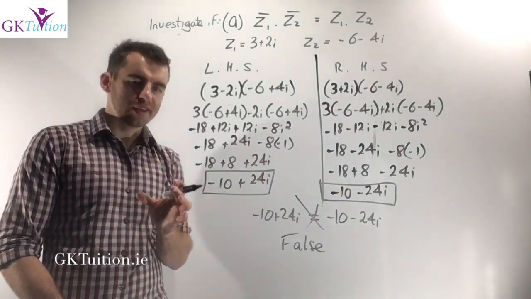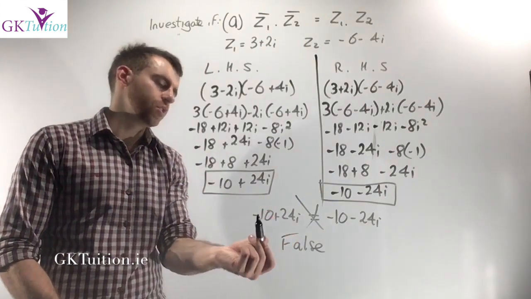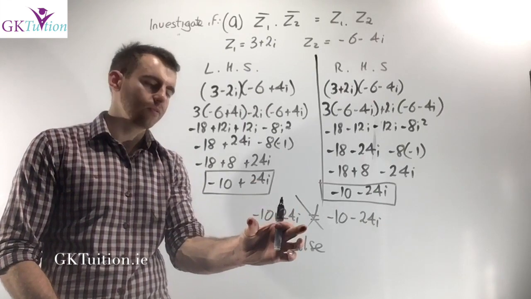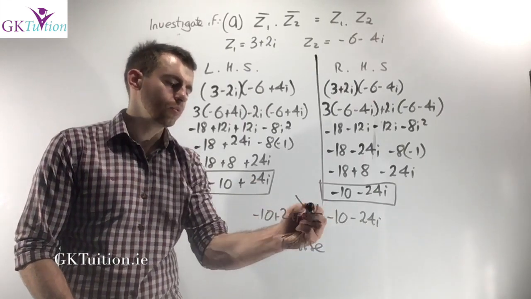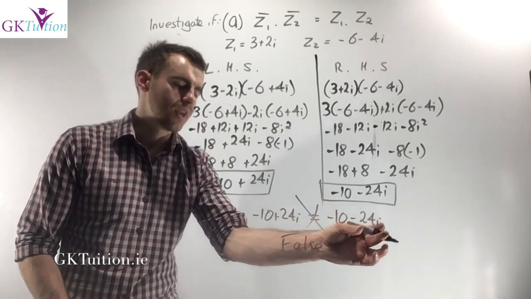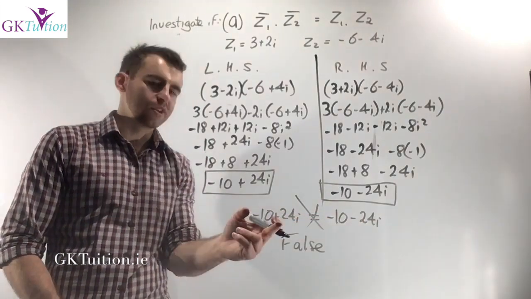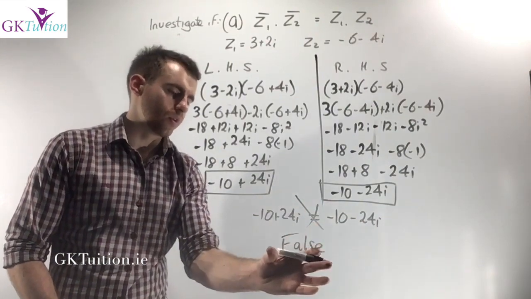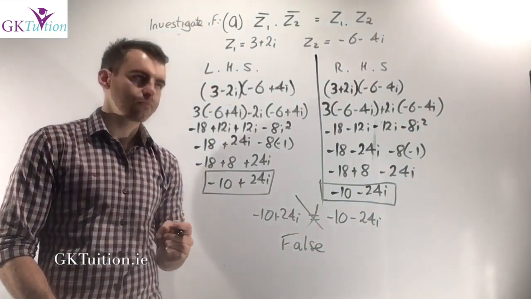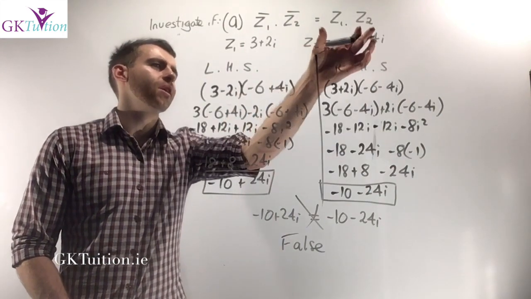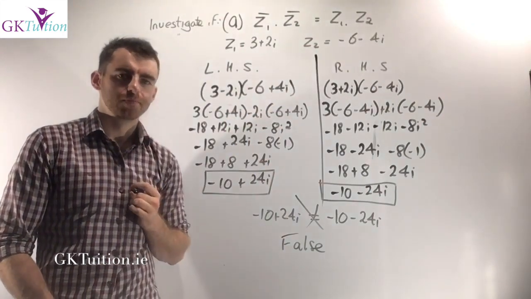So to conclude this and get the full marks, you should say minus 10 plus 24i, which was the left hand side simplified fully, is not equal to, so an equals with an x through it to indicate it's not equal to, minus 10 minus 24i. One of them has a plus 24, one of them has a minus 24. So they're not equal to each other, and I can conclude that it's false: the conjugate of Z1 by the conjugate of Z2 is not equal to Z1 by Z2.